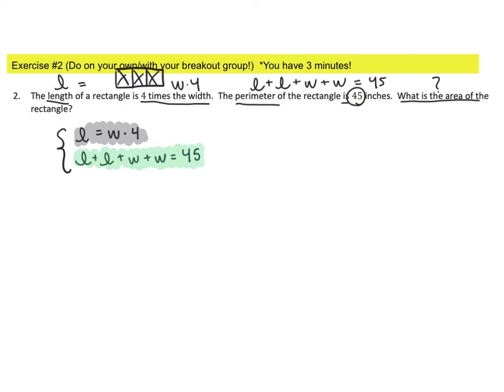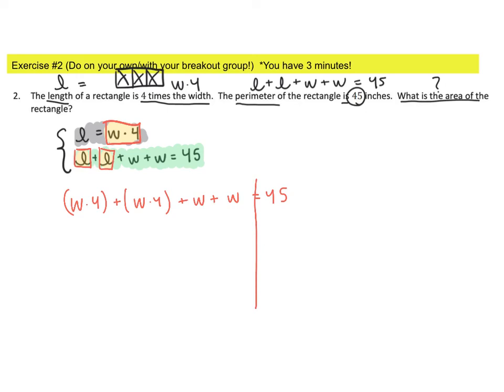I'm now going to use substitution to solve. And it already tells me what L equals. L equals W times 4. So I'm going to change these L's to W times 4. And we're going to solve that. So this becomes W times 4, or you could call it 4W, plus W times 4 plus W equals 45. Again, I just substituted these 2 L's for what L actually equals. Okay? And we're going to solve it in just a second.